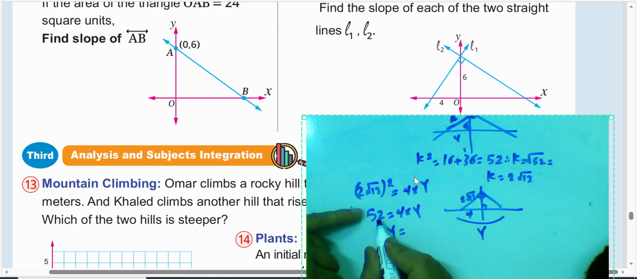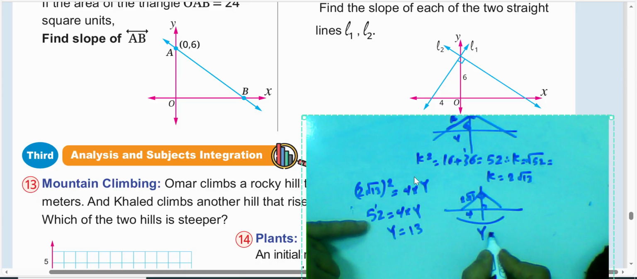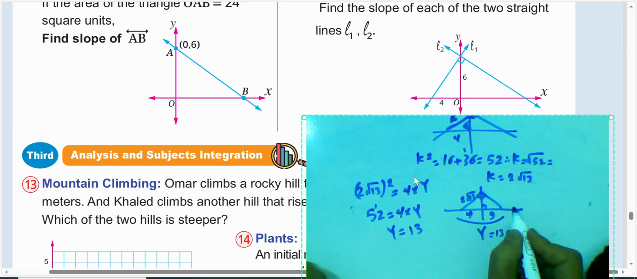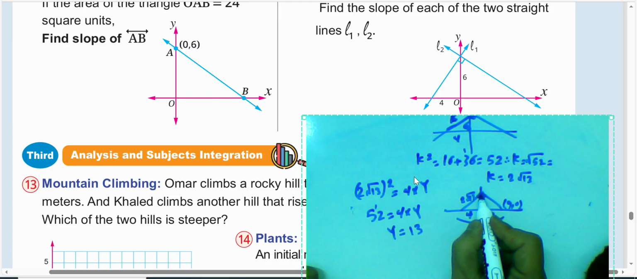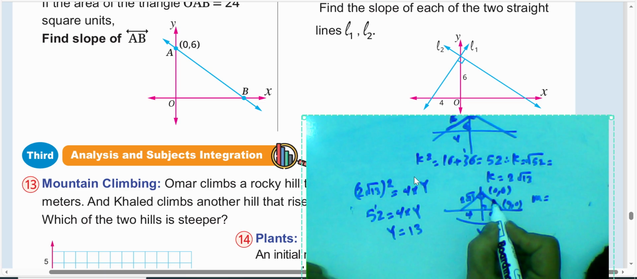Then the length y equals 52 divided by 4, which is 13 centimeters. 13 subtract 4 will be 9. Then the coordinates of this point will be 9 and 0. And we have a point here with coordinates 0 and 6. Then you can find the slope of this straight line. This straight line we call L2.